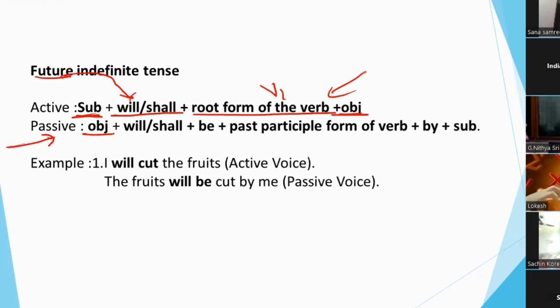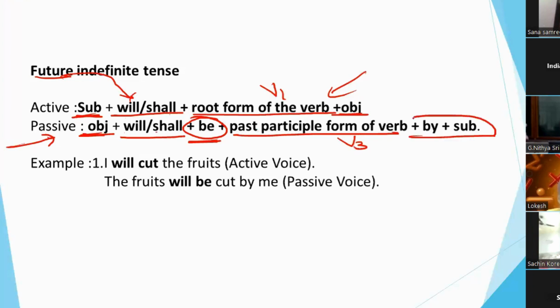When you find this in active voice, your passive voice should have the structure object plus will or shall plus be. Please remember this: with will and shall, you have to use be in your passive voice. Then use V3 form of verb, followed by by and subject. For example, I will cut the fruit. Will is there, so definitely this is our future tense, right?